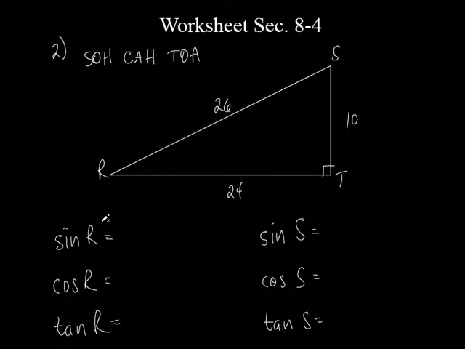Let's change colors. All right, let's take a look at angle R. Here's angle R right here, and I want to find the sine of angle R. The sine is the opposite side divided by the hypotenuse. What side is opposite angle R? 10. And what's the hypotenuse? 26. So I write it as 10 over 26. But I don't leave my answer like that, do I? No, I reduce it. What goes into both of these? 2. 2 goes into 10 5 times, and 2 goes into 26 13 times. So that's the sine of angle R.